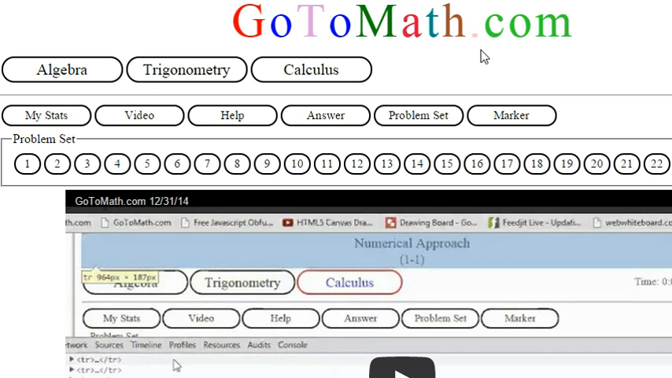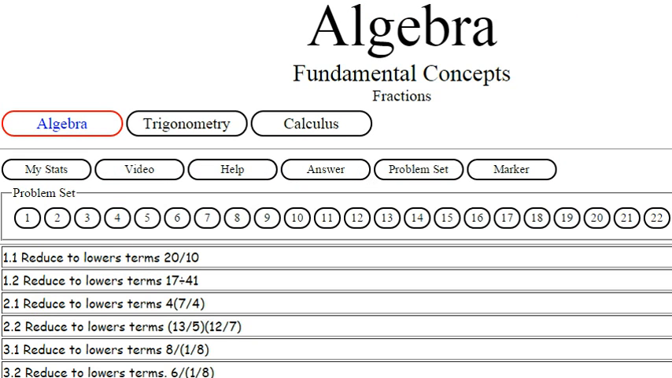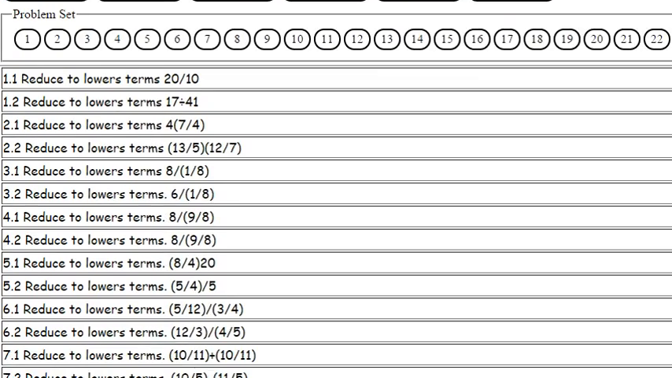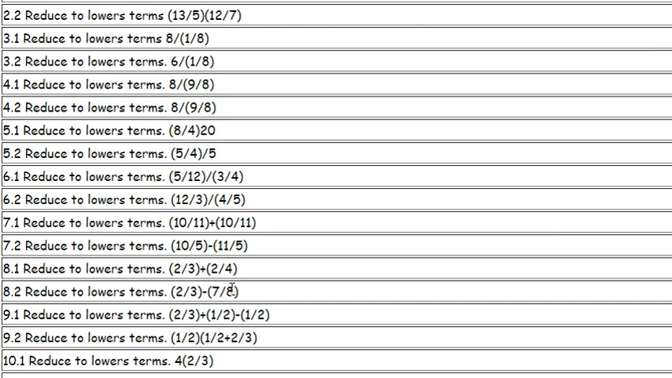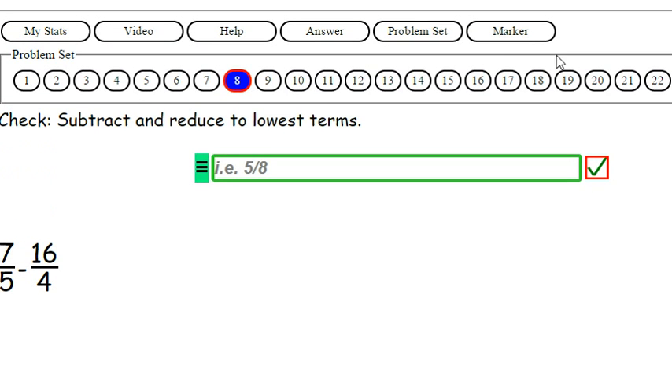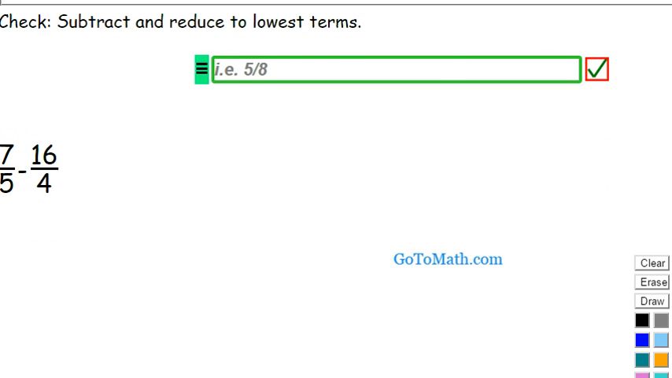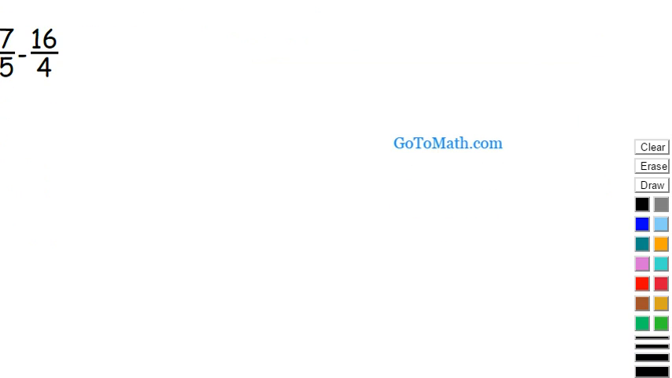Okay, so we're at gotomath.com. Let's click on algebra, then go down to fractions, and 8.2 is where we are. Let's click on the marker board so we have something to write on. Subtract, reduce to lowest terms. Okay, we got that. Anybody want green again? Let's do that.